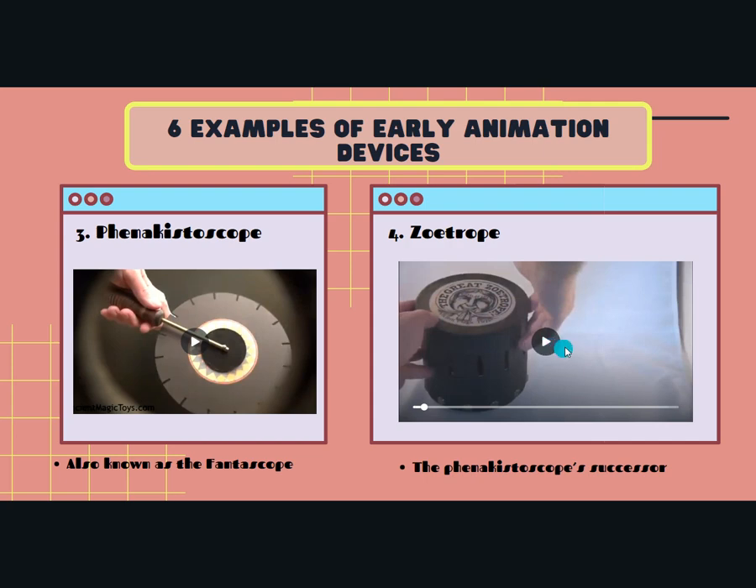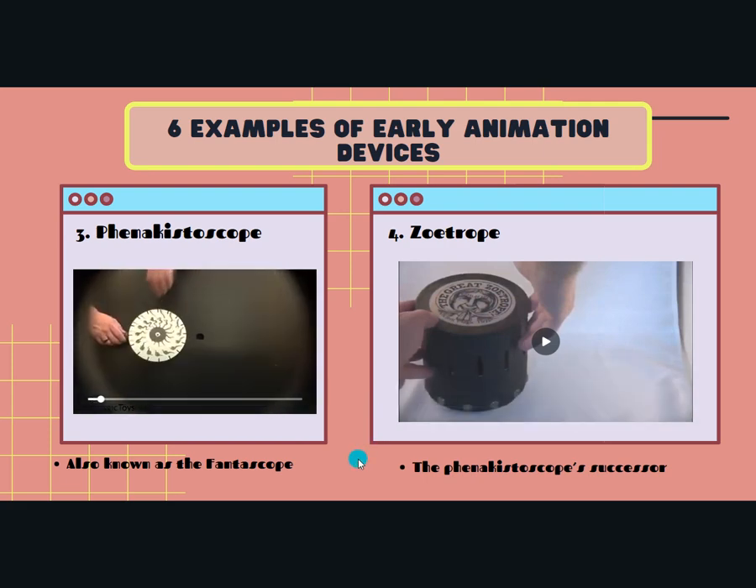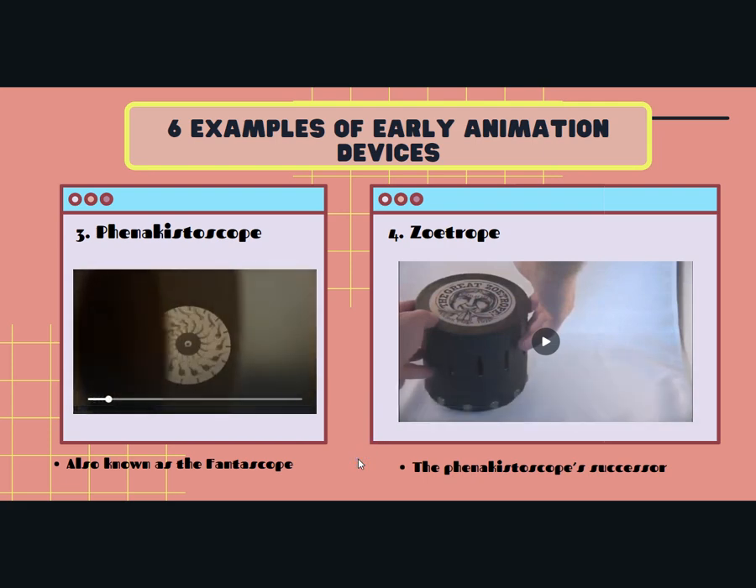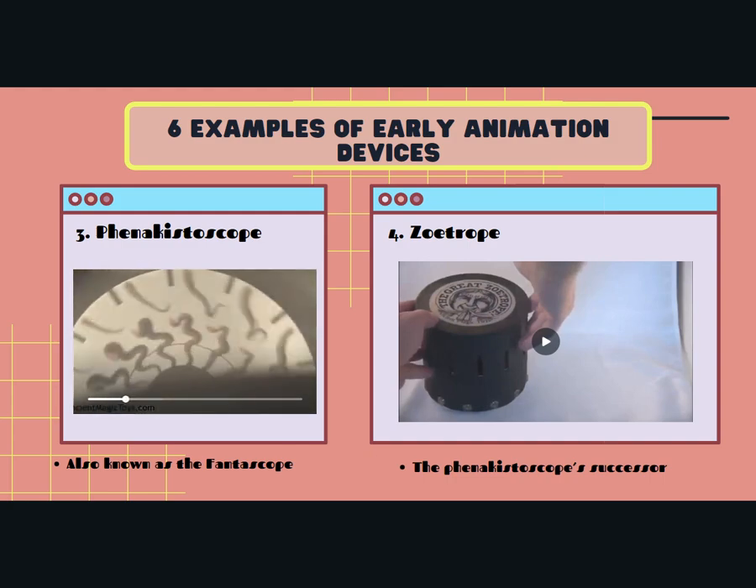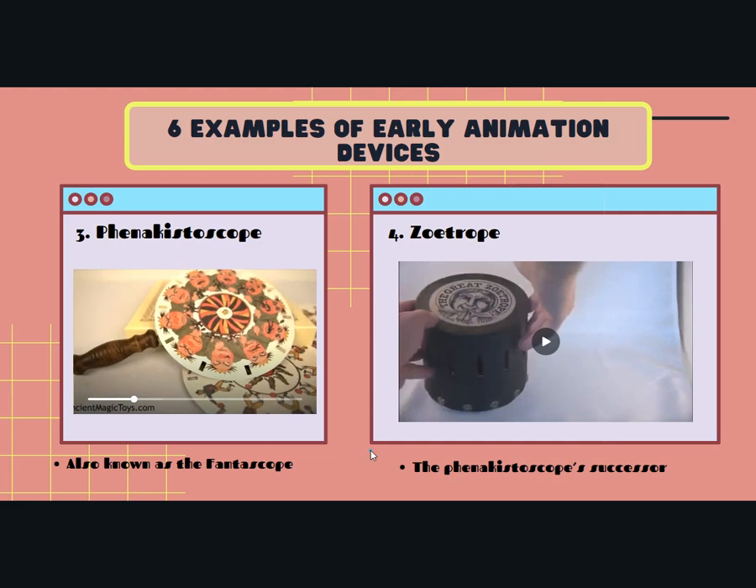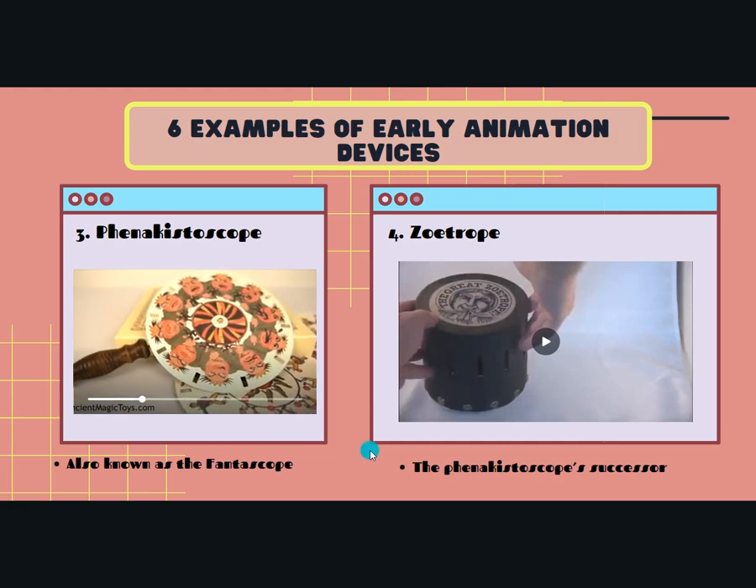So just observe. This is the phenakistoscope. The phenakistoscope was the first device to demonstrate the illusion of animation. Invented by Belgian physicist Joseph Plateau in 1832, the phenakistoscope was so revolutionary that it was seen by some as witchcraft. A slitted disc with sequential images mounted on a handle.